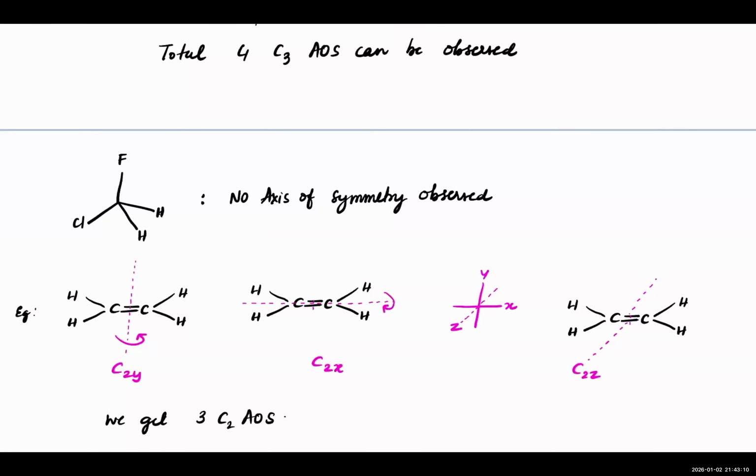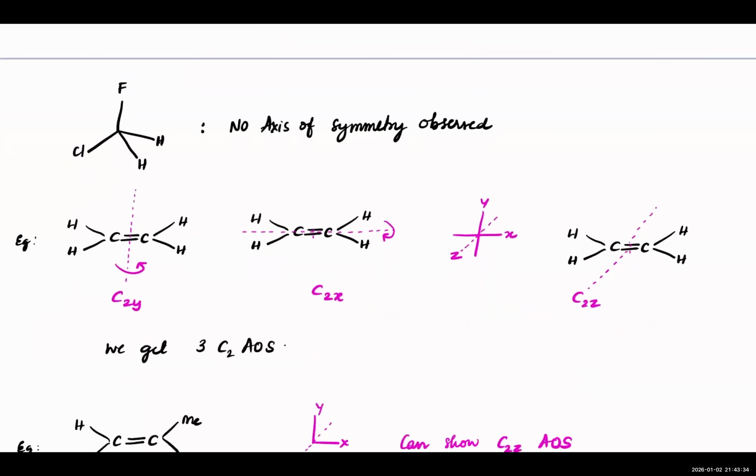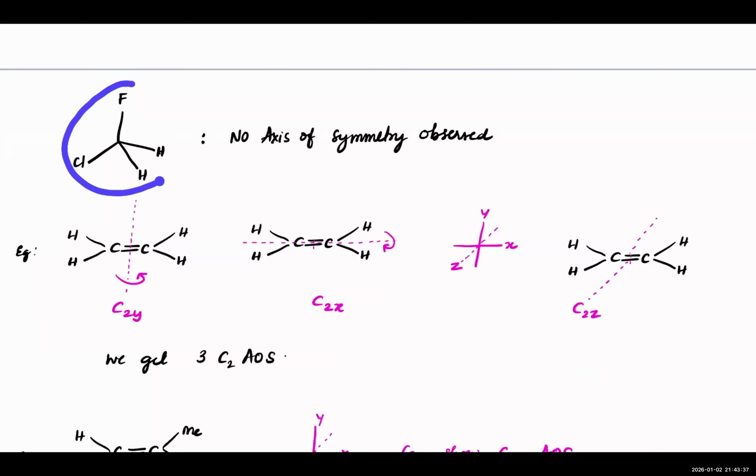Now, if you have one, two, three, four groups, and two of the groups are different, then there is no axis of symmetry observed at all. Got it? So you would notice that in the case of tetrahedral.